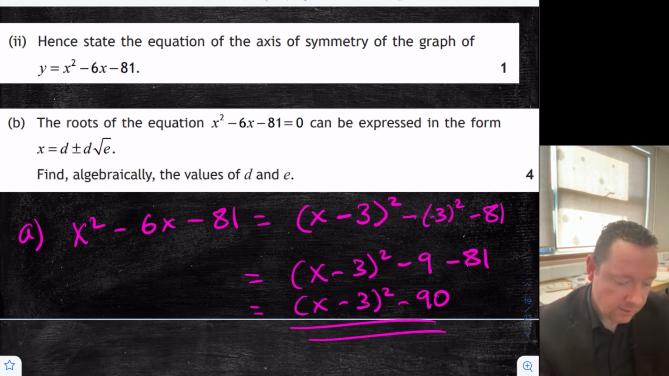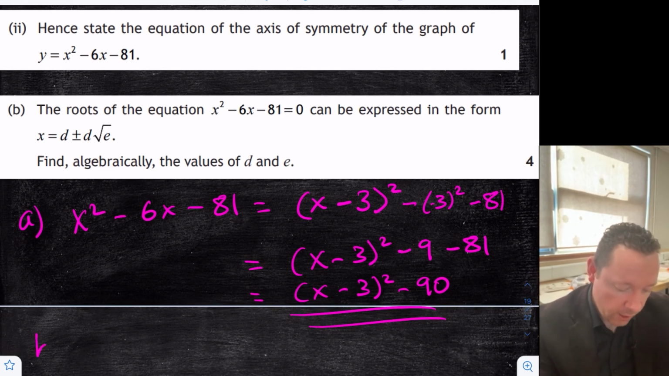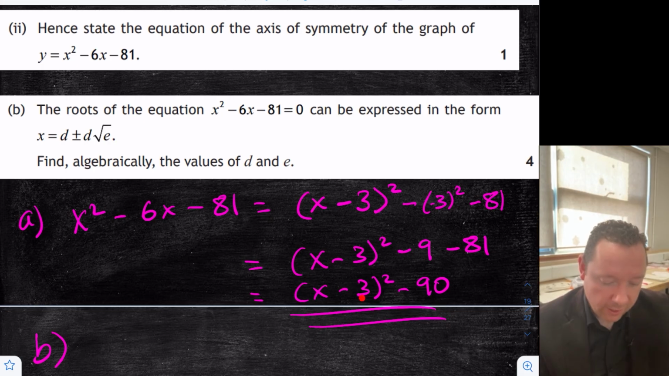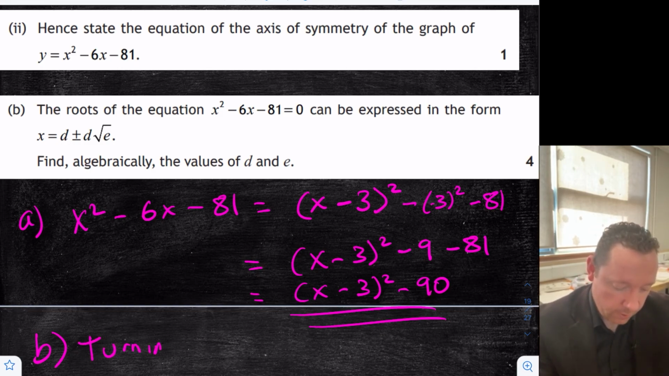Part B, state the equation of the axis of symmetry. When you complete the square, we don't do it for nothing. It tells us the turning point. The turning point is this number here and this number here. That sign changes. So if it's minus, it becomes positive, and positive becomes minus, because you're making this bracket 0. So my turning point, which we may ask you in some questions, is (3, minus 90).